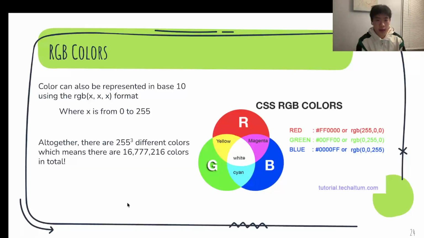Colors can also be represented in base 10 using the RGB format, where X right here can be from 0 to 255. And why do they choose 255? Well, because FF is actually equal to 255.